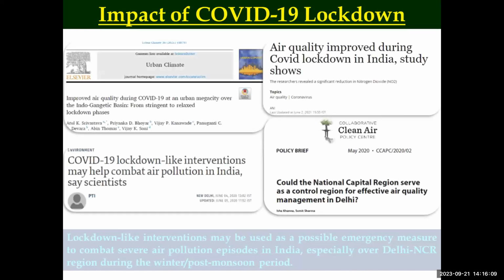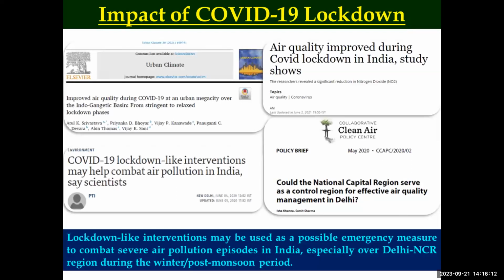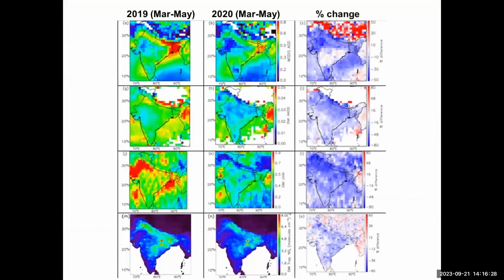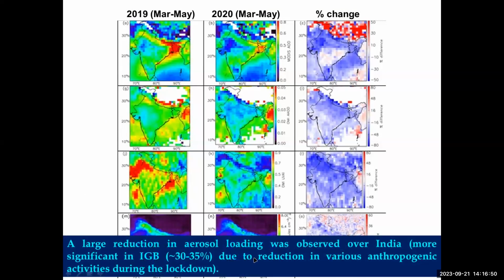Many studies have been done which showed improved air quality during COVID-19, and they have suggested that lockdown-like intervention may be used as a possible emergency measure to reduce severe air pollution episodes in India, mostly during the post-monsoon and winter period. These are the satellite plots for 2019 and 2020. You can see the differences in parameters like AOD, absorption AOD, AI, and total columnar nitrogen dioxide. You can see about 30 to 35% reduction over the Indo-Gangetic Basin region in the northern part of India, which is very high.